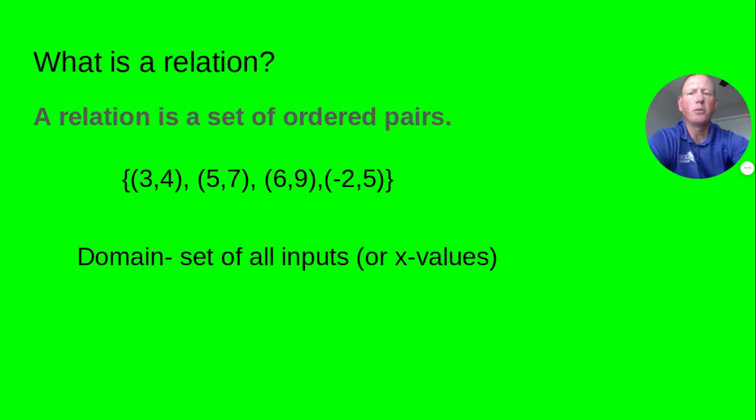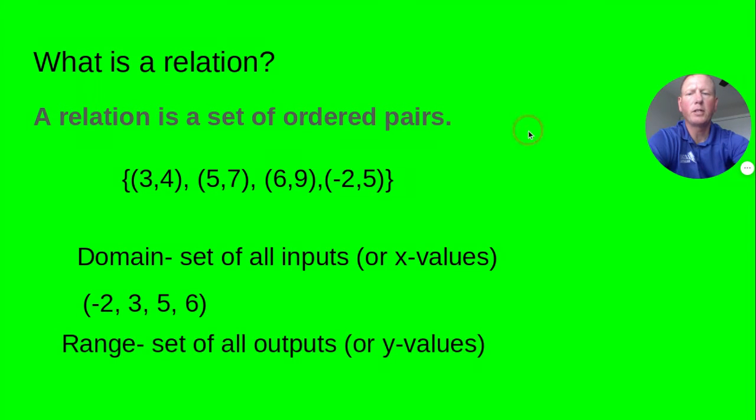Now within a relation we can identify the domain and the range. We say the domain is the set of all inputs, which in this case would be the x values 3, 5, 6, and negative 2. Notice I've listed those here in order from smallest to greatest. The second set of numbers is called the range. That's the set of y values. That's 4, 7, 9, and 5. So again, I've listed those, 4, 5, 7, and 9, in order from smallest to greatest.